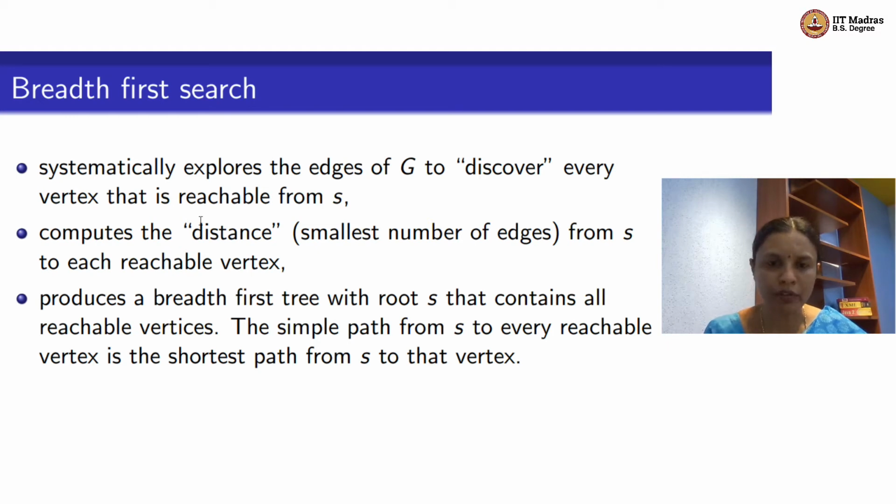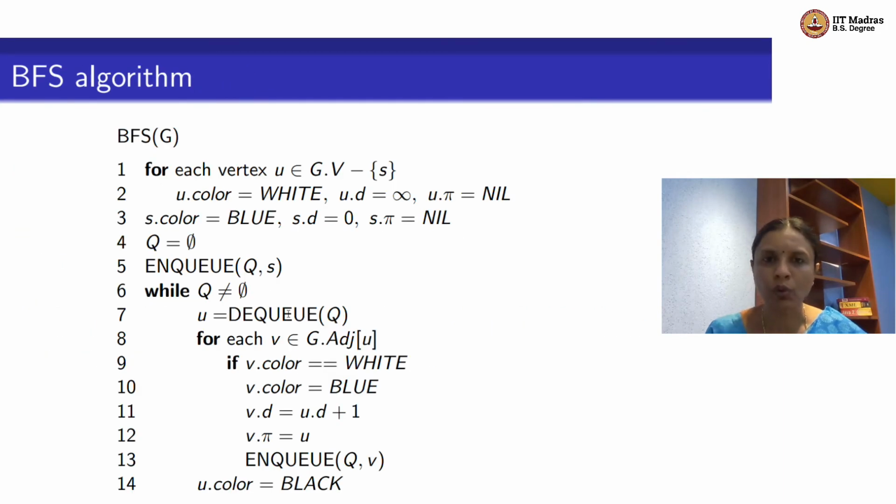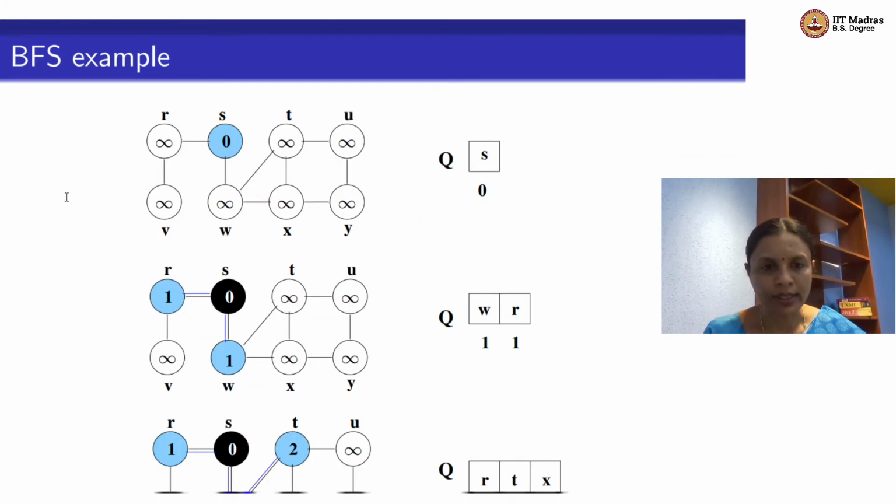We call that a breadth first tree, and it will contain all the vertices that are reachable from the vertex S. So this is the algorithm. The algorithm maintains a queue. Queue is a standard data structure. It comes with operations of enqueuing, which is adding an element to the queue, and dequeuing, which is removing an element from the queue. What I'll do is first walk you through an example, then I'll come back to this algorithm. So let me just go to that example.